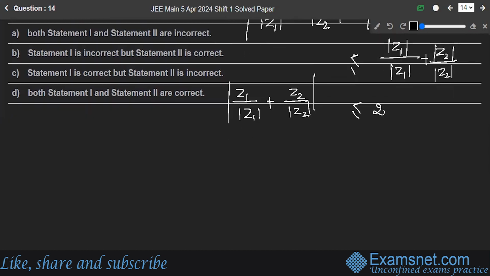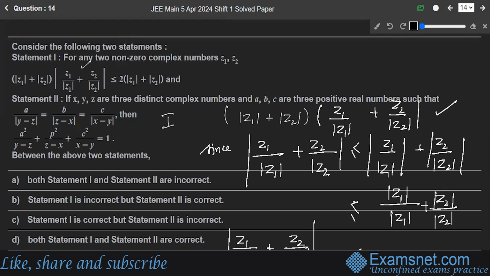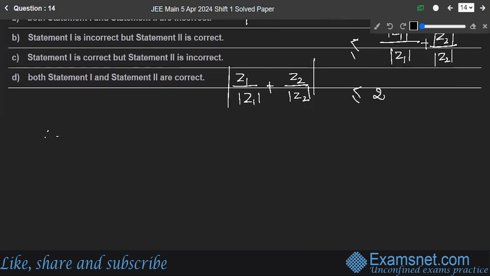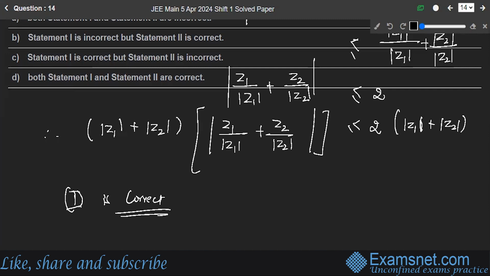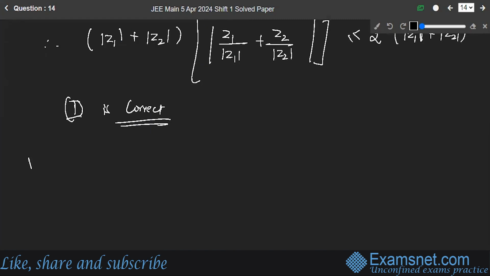And so now let's pick up this one again, where we started from. Therefore, modulus of Z1 plus Z2 into modulus of Z1 upon this, Z2 upon this, is less than or equal to 2 into this. So that means your first statement is correct. Okay. Now let's go for the second statement.